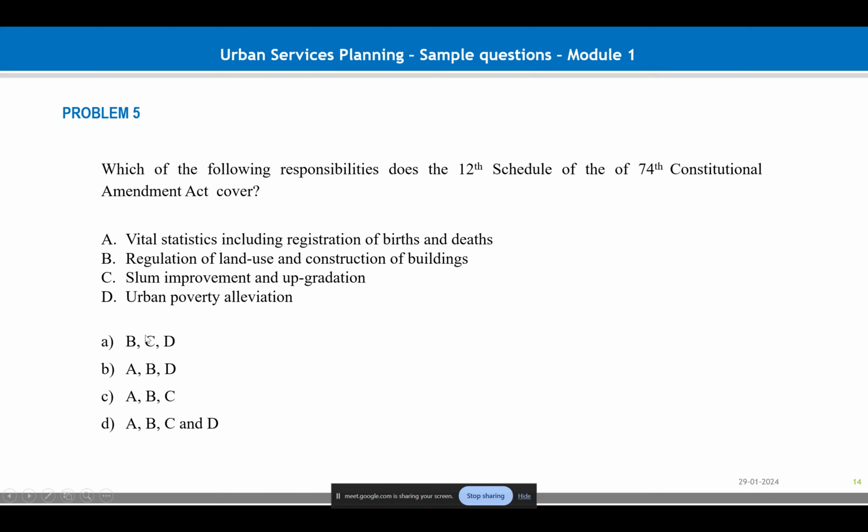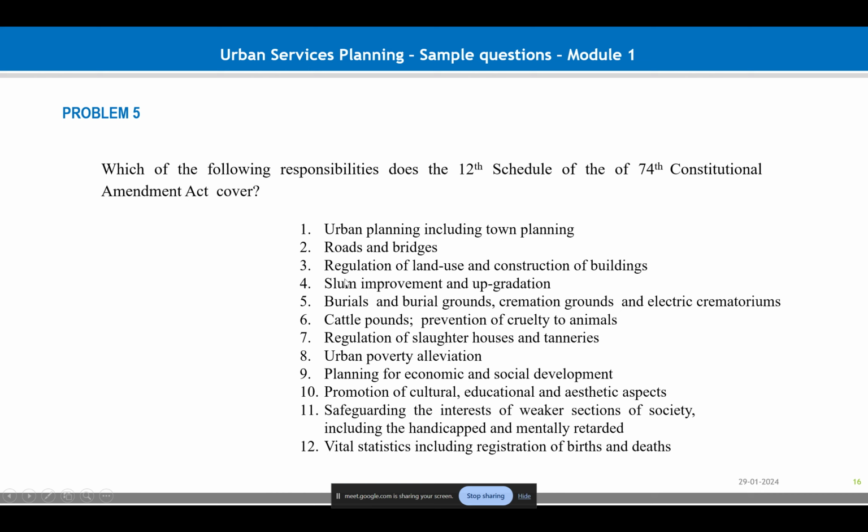All four of these are responsibilities of the urban local body, and that is governed by this 12th Schedule, which was brought in by the 74th Amendment Act. Okay, great. So these are some of the other responsibilities which were brought in: urban planning, roads and bridges, regulation of land use. Slum improvement. Apart from whatever we discussed, there are also burial grounds and cremation grounds. All this also comes under their purview.